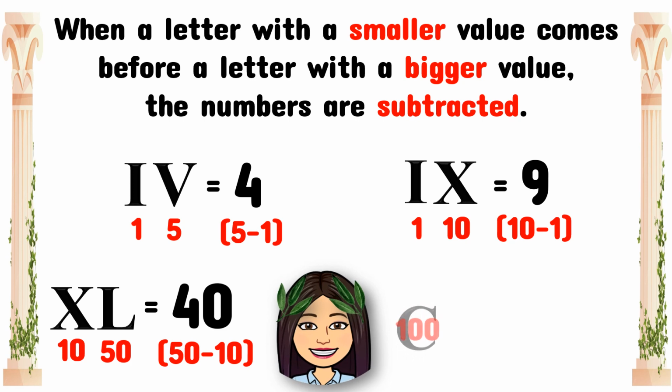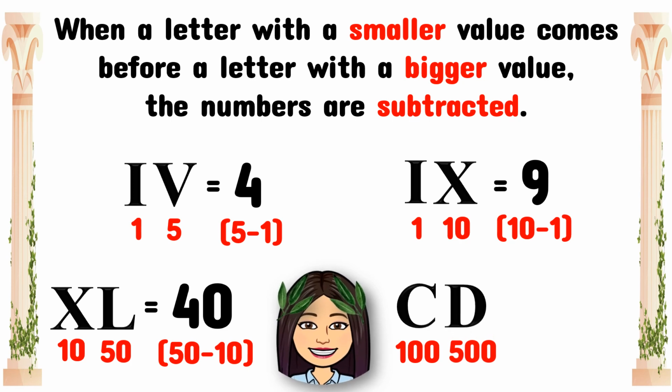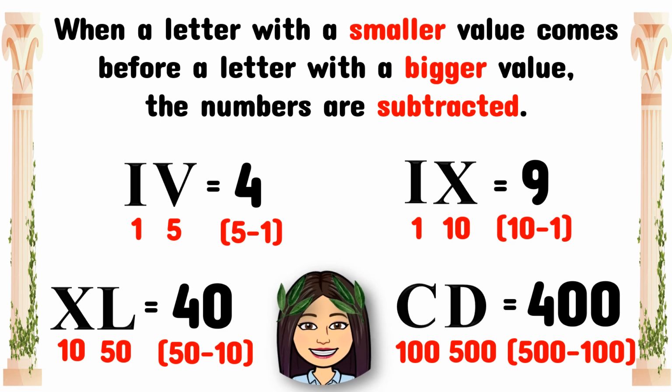And for the last example, C, which is 100, and D, which is 500. So C is smaller than D. So we're going to subtract 500 minus 100, and we get 400. And the value of CD is 500 minus 100, so 500 minus 100 is 400.